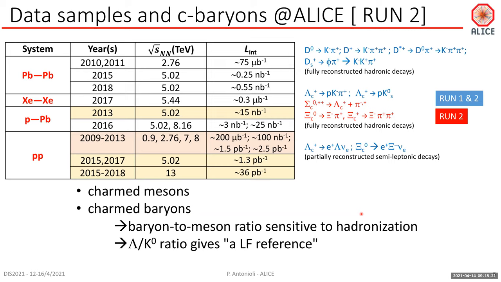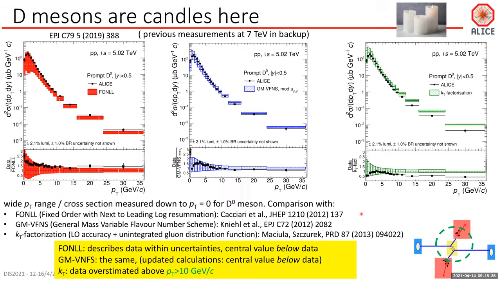Once you have this data set, you can in particular play with the baryon-to-meson ratio that is specifically sensitive to hadronization, and you can make comparison with the light flavor sector thanks to the Lambda over K0 short ratio. Now, in this game, the D mesons are a kind of perfect candles. Here you have some of the most recent results compared to various perturbative QCD calculations. You can see that there is a good agreement, and these calculations are able, within uncertainties, to describe the data.